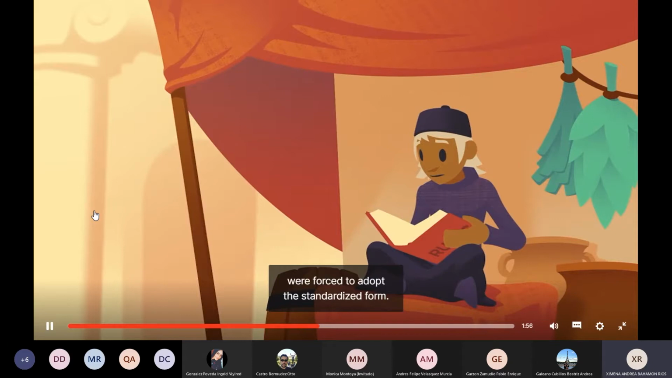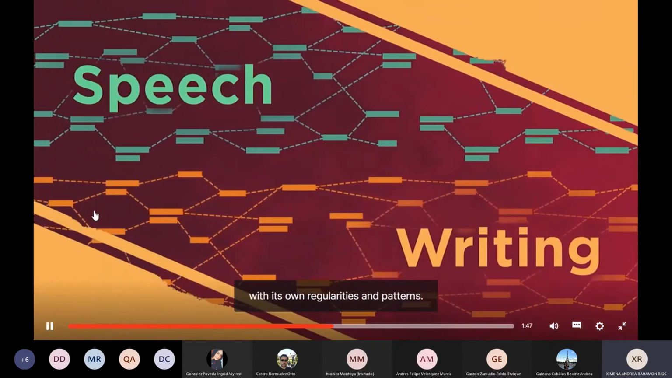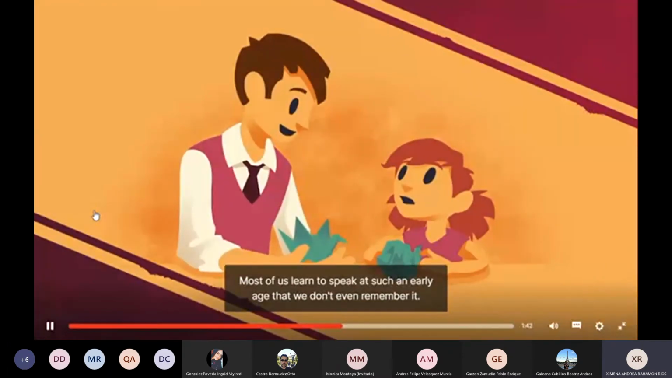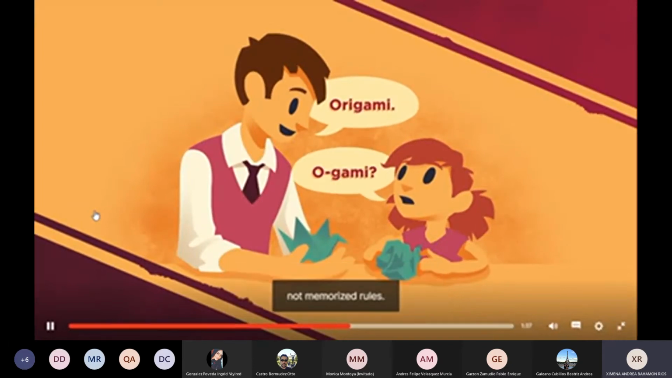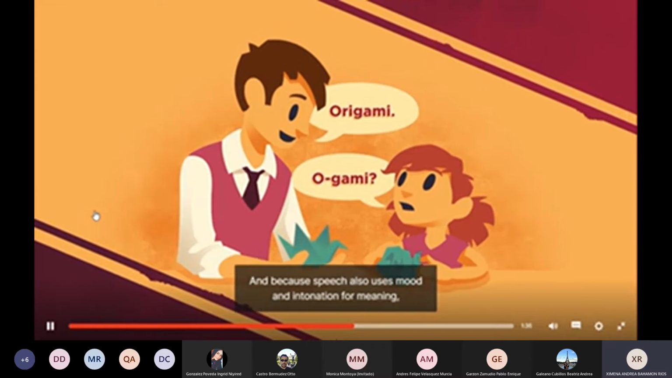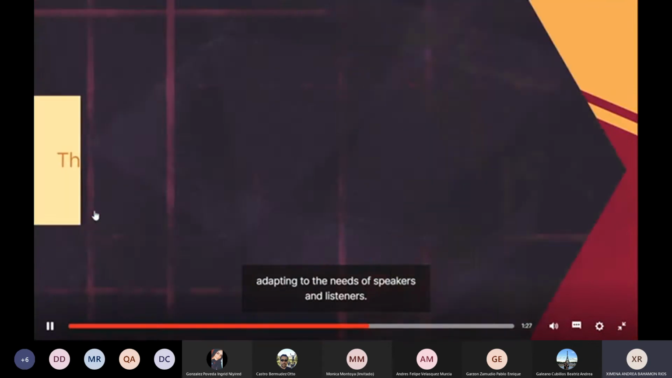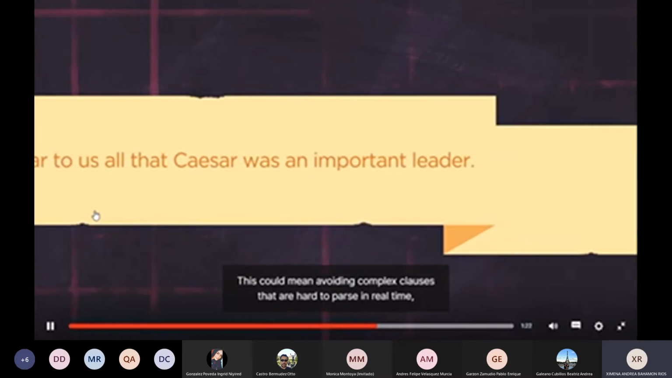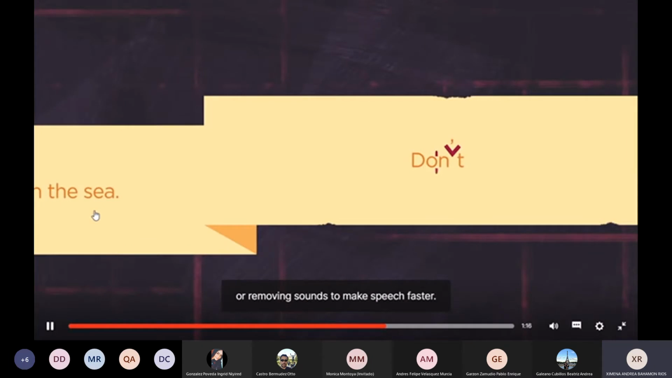More recently, however, linguists have understood that speech is a separate phenomenon from writing, with its own regularities and patterns. Most of us learn to speak at such an early age that we don't even remember it. We form our spoken repertoire through unconscious habits, not memorized rules. And because speech also uses mood and intonation for meaning, its structure is often more flexible, adapting to the needs of speakers and listeners. This could mean avoiding complex clauses that are hard to parse in real time, making changes to avoid awkward pronunciation, or removing sounds to make speech faster.